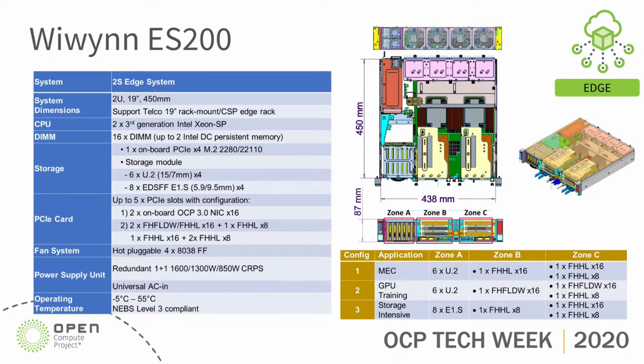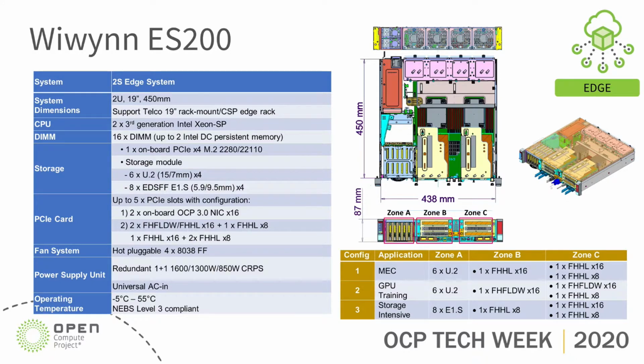In storage, we designed one onboard PCIe x4 M.2 with form factor 2280 or 22110. For additional storage modules, we support 6 U.2 or even 8 pieces of EDSFF E1.S form factor SSDs. For PCIe expansion, in the board design, we have 5 PCIe slots. The PCIe slots have a flexible configuration: 2 onboard OCP 3.0 NICs and 2 x16 lanes with a double wide PCIe slot support, plus 1 half height x8 PCIe slot. Or it can also support 1 x16 half height half length plus 2 x16 half height half length PCIe add-in cards.